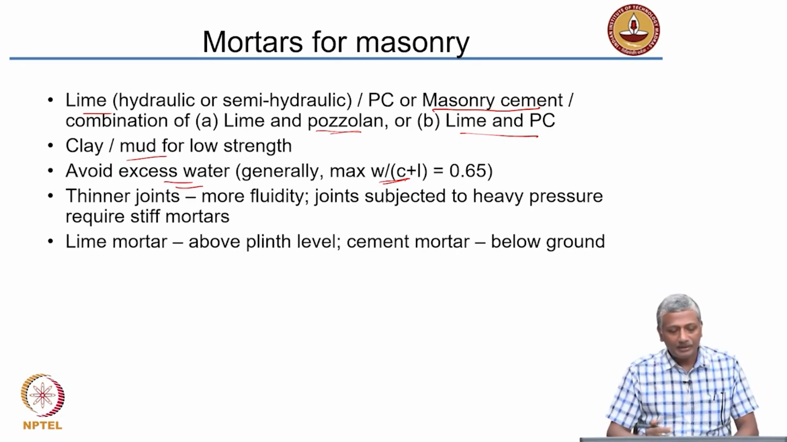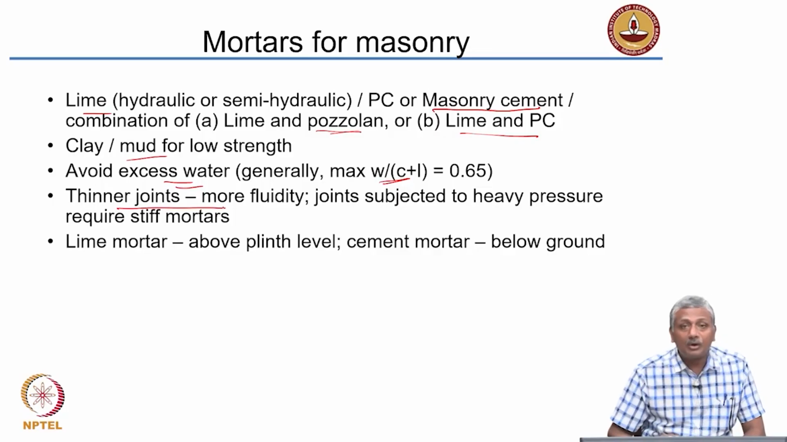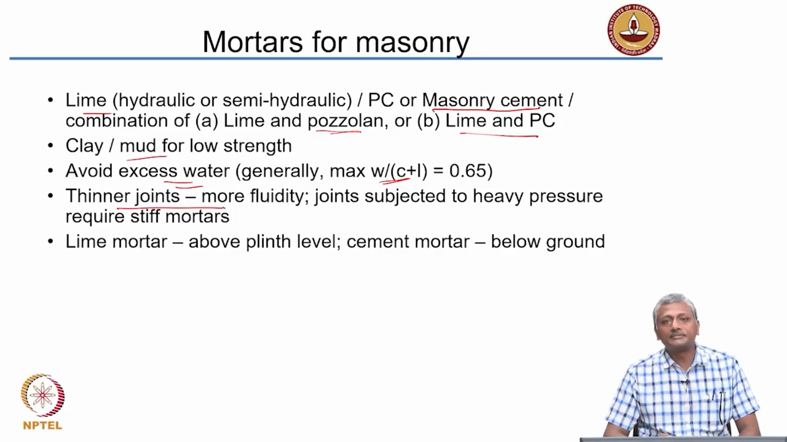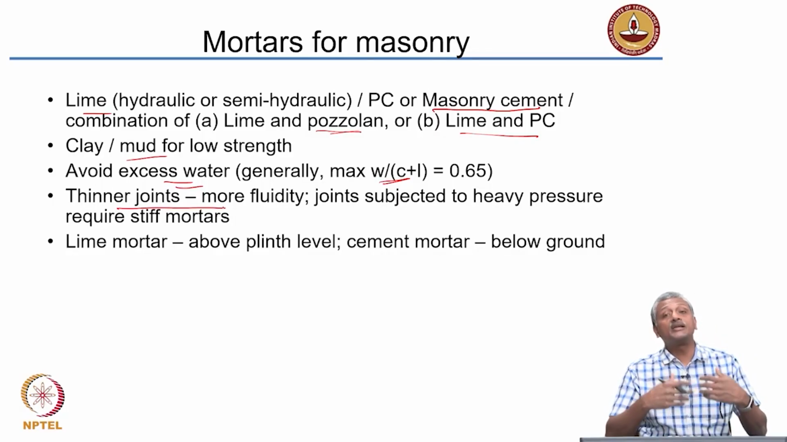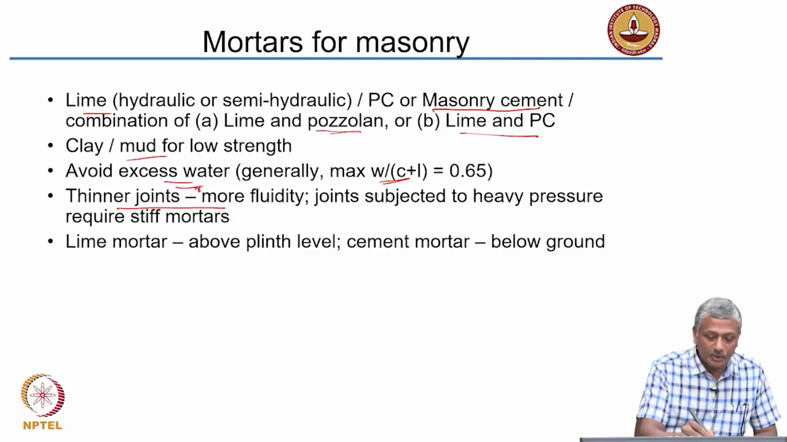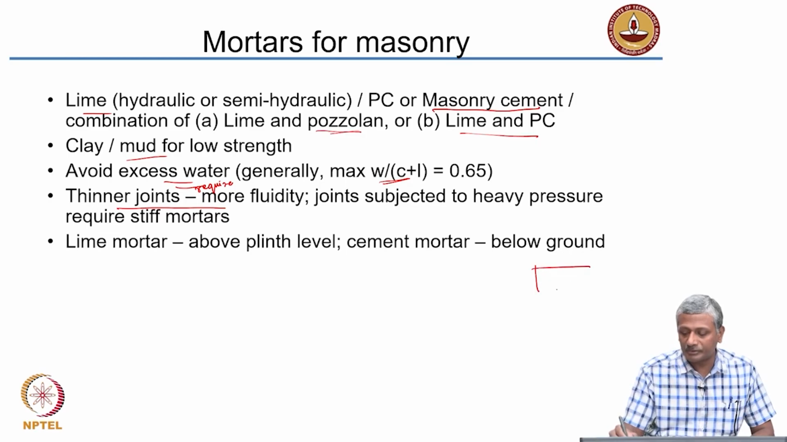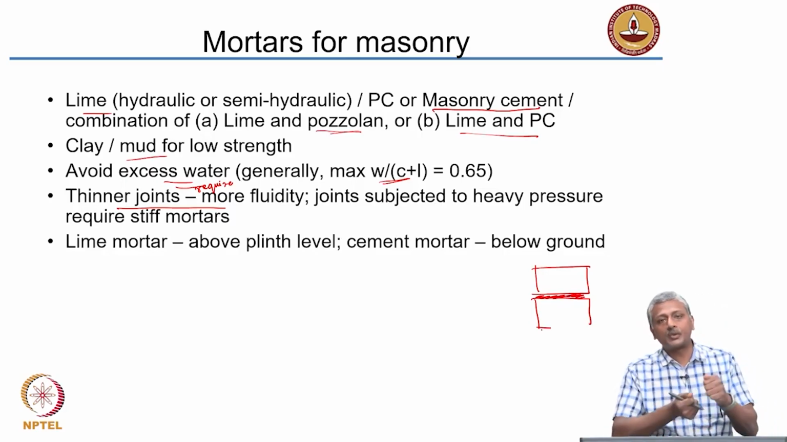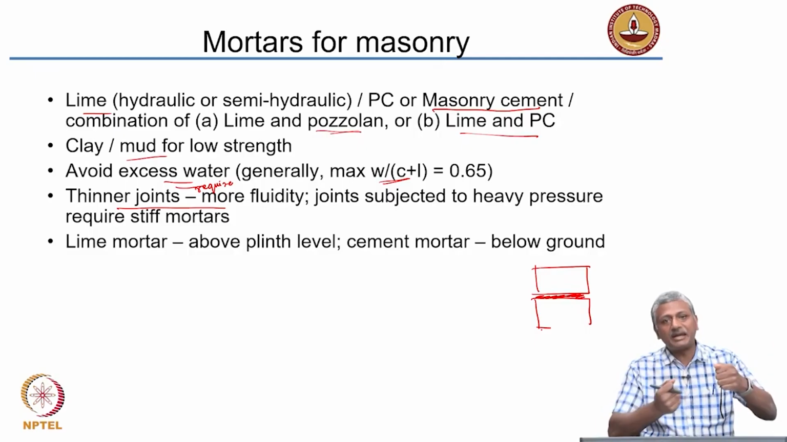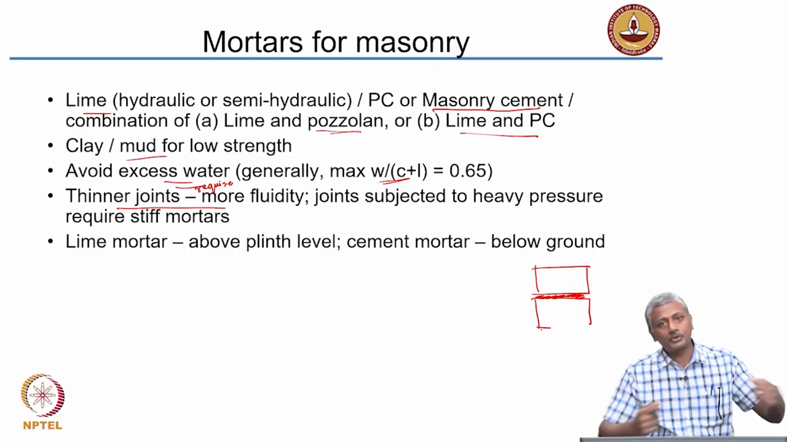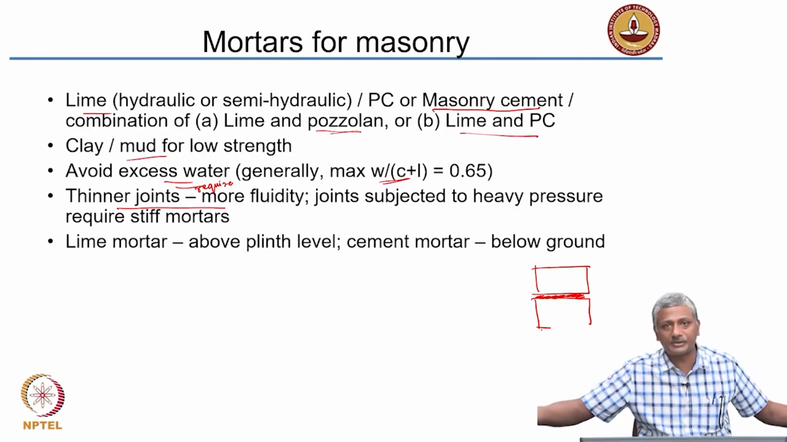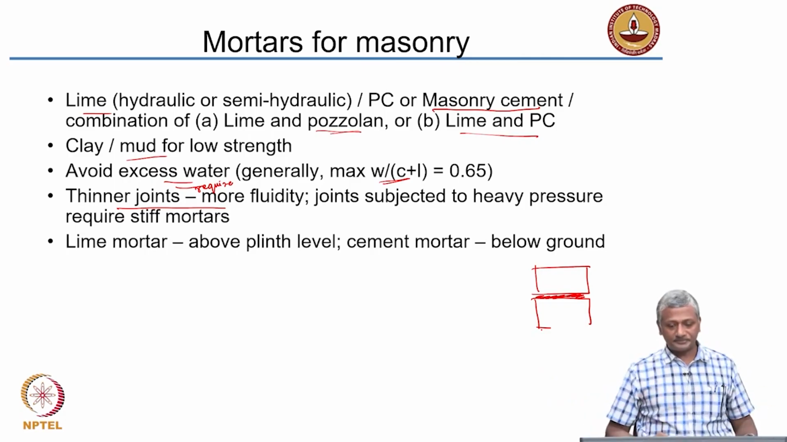joint together. Now the thinner joints result in more fluidity, or thinner joints require more fluidity. For example, if you have blocks sitting on top of each other, right? If you want to have a very thin joint, you need to have a mortar that is quite fluid so that it's getting pressed properly. At the same time, you should not press it so much that the mortar completely squeezes out. So it should not be that wet.